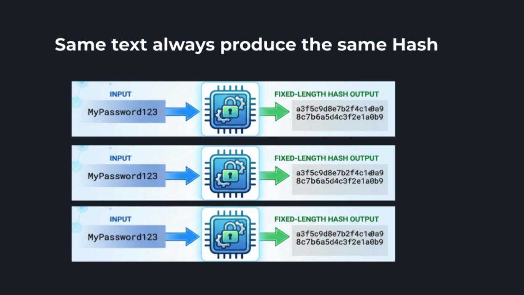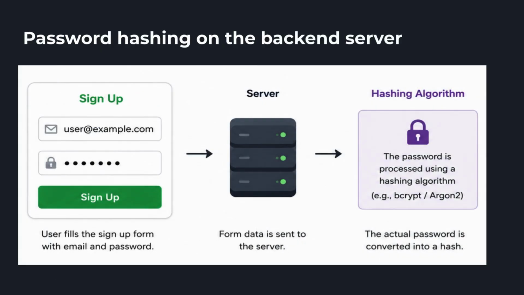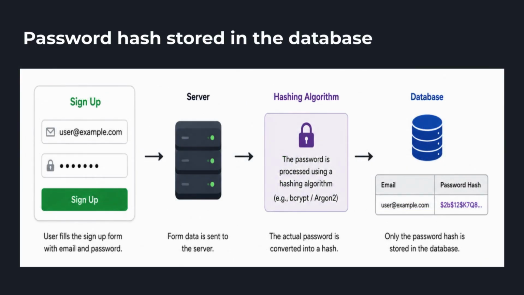If you pass the same password through the same hashing algorithm multiple times, it will generate the same hash each time. So let's understand how this method allows us to verify passwords without ever storing them directly in the database. When a new user registers or signs up for our application, instead of storing their password as plain text in the database, we first pass this password through a hashing algorithm on the backend server. The hashing algorithm converts the password into a hash value, and it is this hash that gets stored in the database rather than the original password.